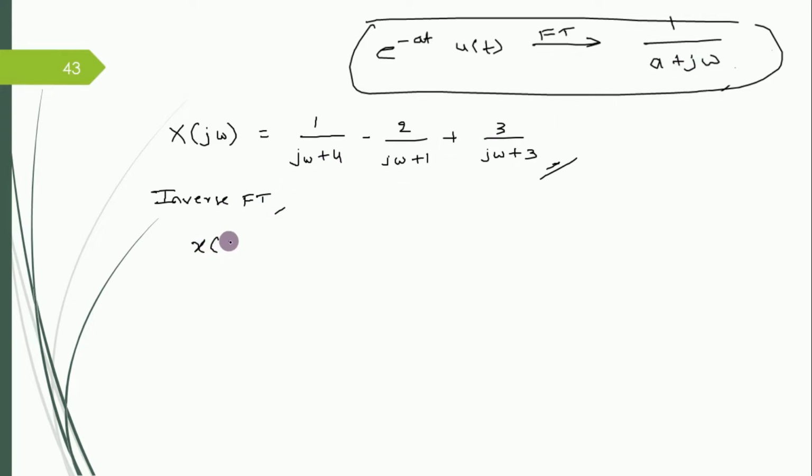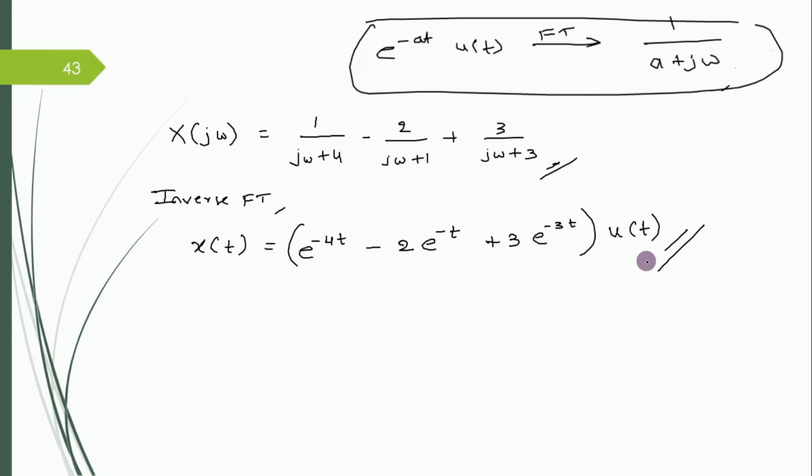Hence, I can write x of t as e raised to minus 4t u of t, later we will write it minus 2 into e raised to, here in place of a I am having 1, minus t, plus 3 e raised to, in place of a I am having 3, minus 3t, whole bracket, we write it as u of t. So this is the answer for the question given using inverse Fourier transform by using partial fraction expansion.